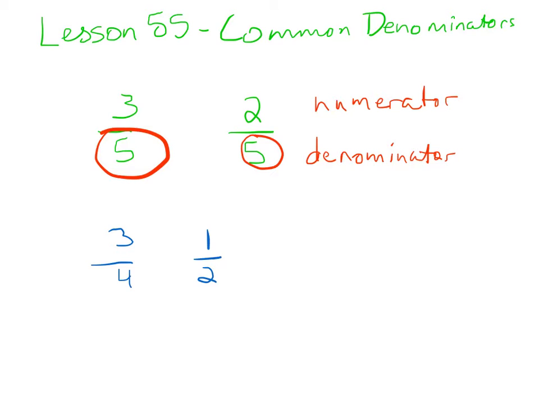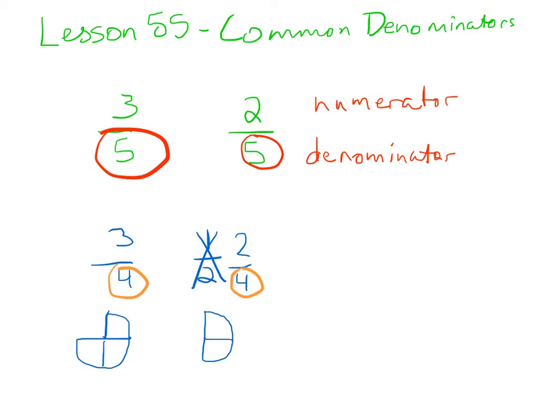If we wanted them to have common denominators, we could divide this into fourths, and this is 1/2. So I could rewrite this and say it's 2/4. Now, obviously, I have the common denominators there of 4. Common denominators are needed to help add fractions.